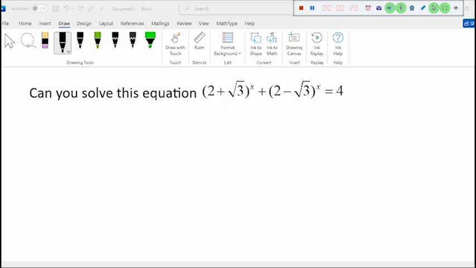Can you solve this type of equation? It's so beautiful and attractive, and it is a little bit challenging. So let's start and solve. How can we solve this?